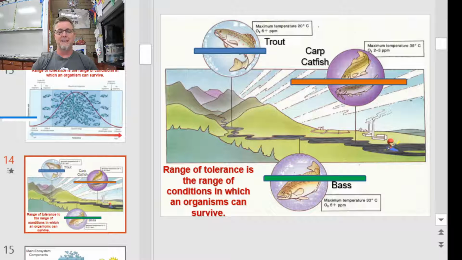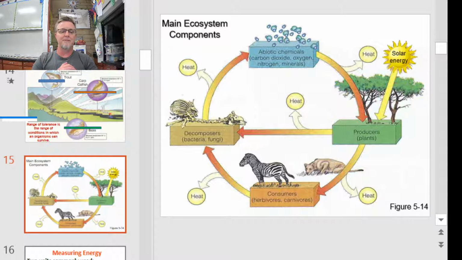The bass can't live in the freezing cold water that the trout like, and vice versa. The trout wouldn't really choose to or prefer to live someplace like where the bass is living, right? They don't often overlap.